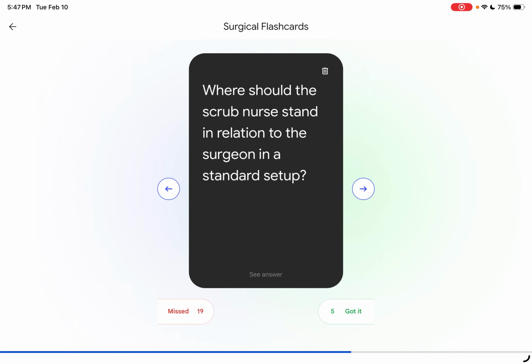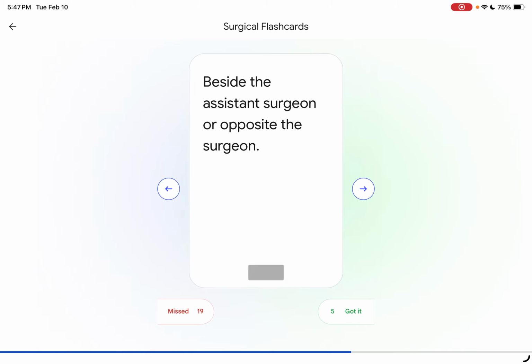What should the scrub nurse stand in relation to the surgeon? Doon siya sa table. Beside the assistant surgeon or opposite the surgeon? Okay. Assistant surgeon kay nasa opposite po.